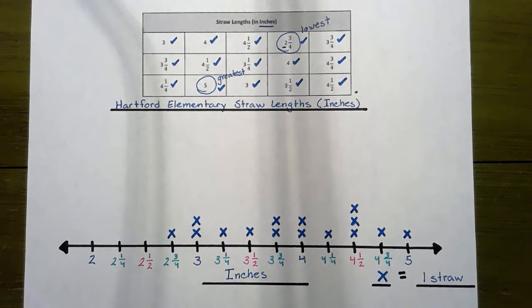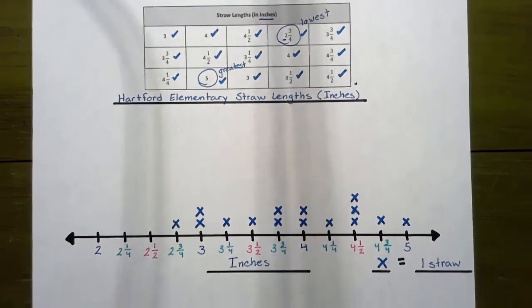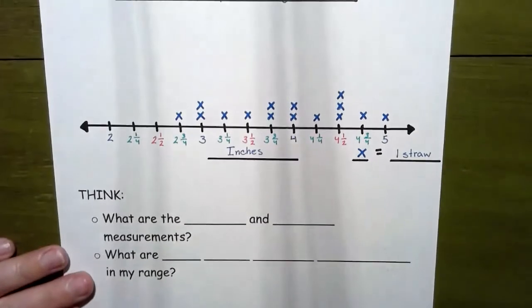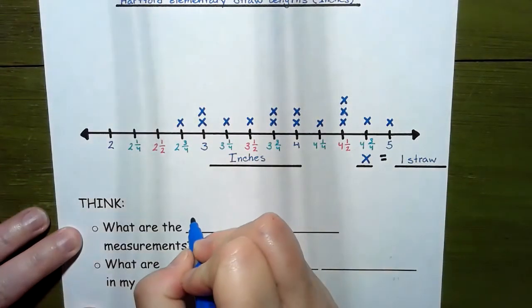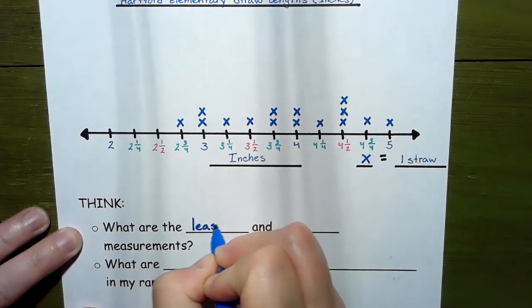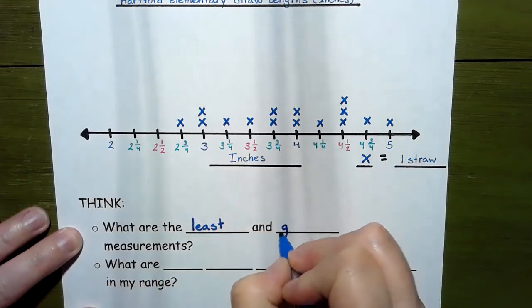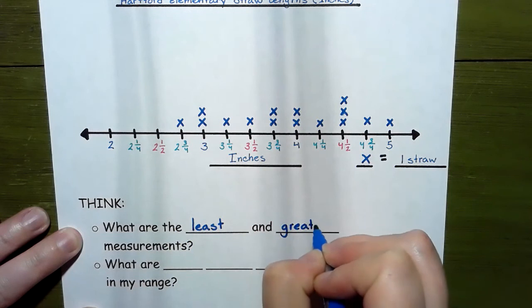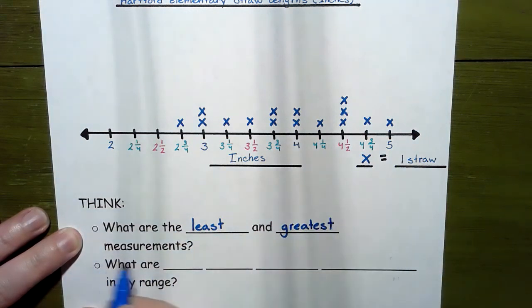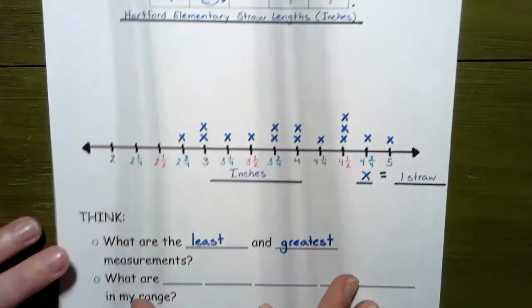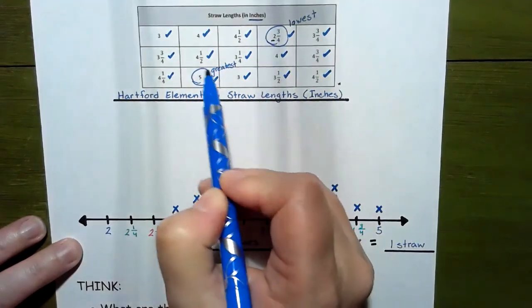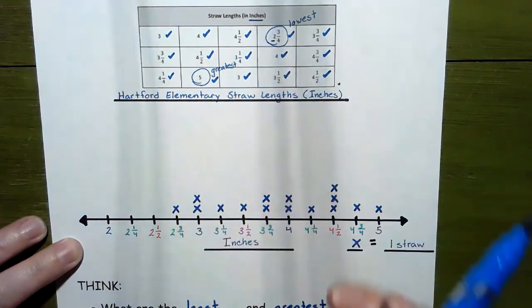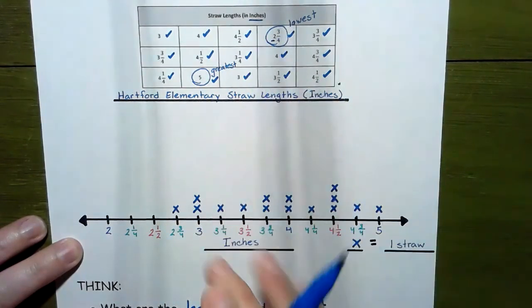Some things we need to remember today. Here are our thinking questions. We need to think, what are the least and greatest measurements? Looking back at our data set, we found the least measurement and the greatest measurement. And sometimes it helps to label those.